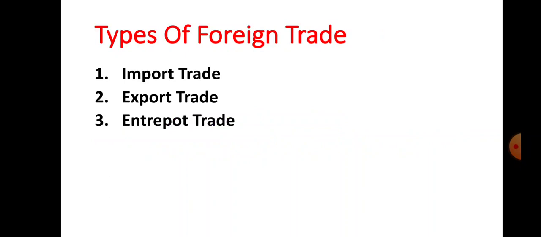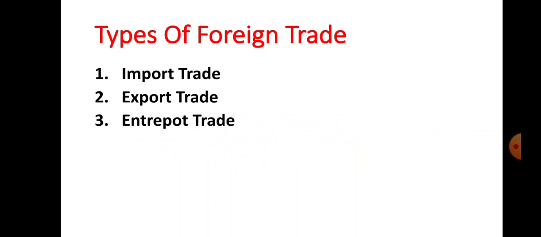Let us see what is import trade. Import trade refers to the purchase of goods and services by one country from another country, or inflow of goods and services from a foreign country to the home country. That is known as import trade. The second type is export trade. What is export trade? Export trade refers to the sale of goods by one country to another country, or outflow of goods from one country to a foreign country. That is known as export trade.